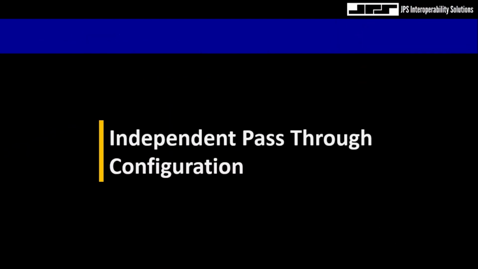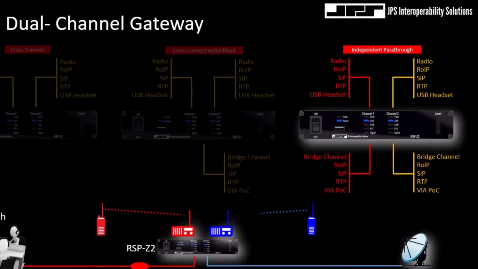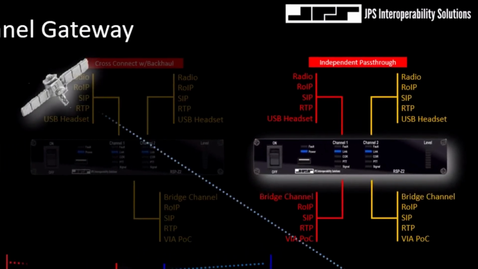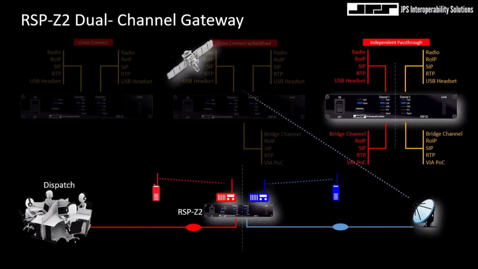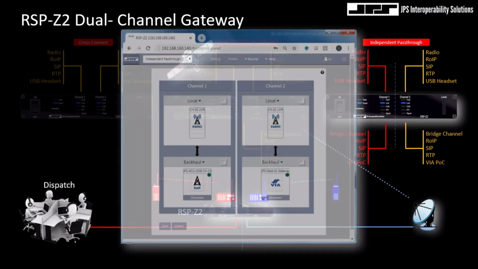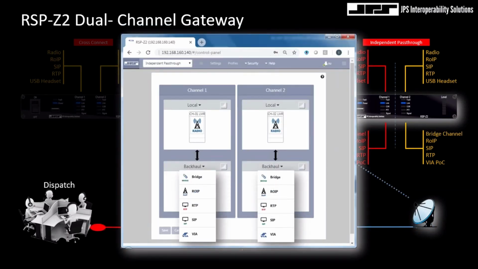So now let's take a look at the last of the three native configurations of the RSP-Z2, and that would be the independent pass-through. And as you can see in the RSP-Z2 diagram at the right, each of the two channels are no longer interoperating, but are separated and can be assigned completely different digital transport protocols. Again, this is a standalone application which does not rely on servers or controllers. And again, JPS RoIP, JPS bridge channels, RTP, SIP, and like the last configuration, we can also support push-to-talk over cellular applications on the backhaul side of the gateway.